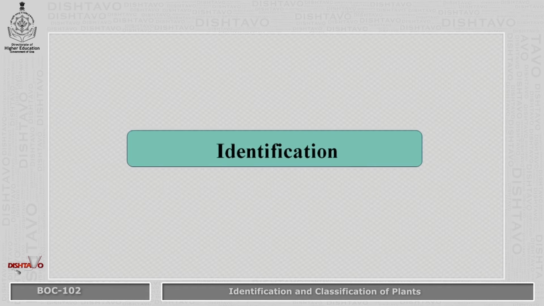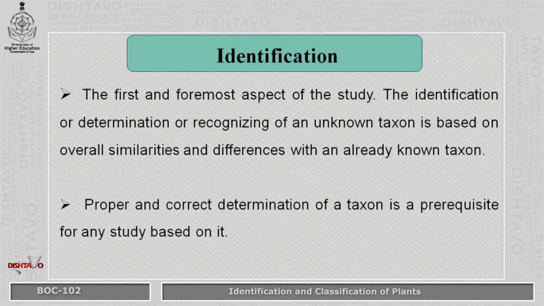Let's start with the identification. It is the first and foremost aspect of study. The identification or determination or recognizing of an unknown taxon is based on overall similarities and differences with an already known taxon. Proper and correct determination of a taxon is a prerequisite for any study based on it.